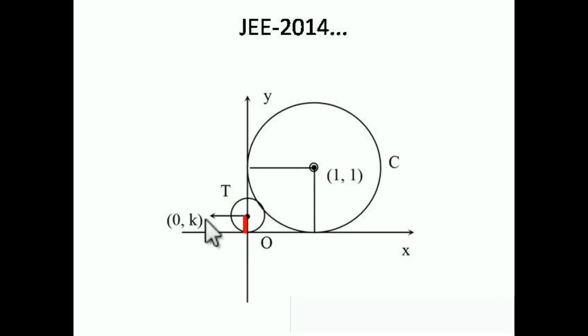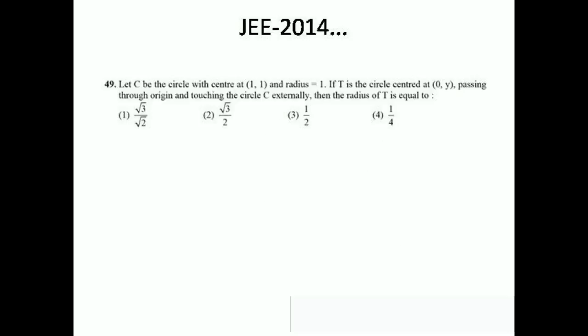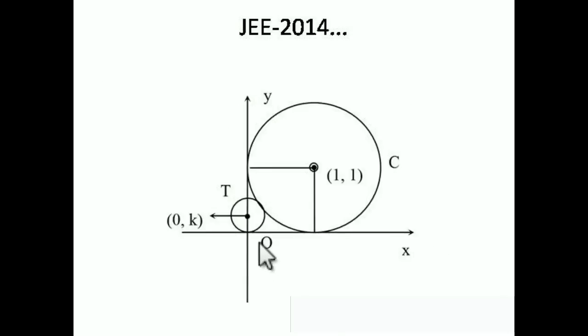Now we have to find out the value of k here. In the question, it says that we have to find out the radius. But what is the radius? It is this coordinate itself. So we have to just find out the value of k here. Now how are we going to find this? By simply applying the distance formula here.